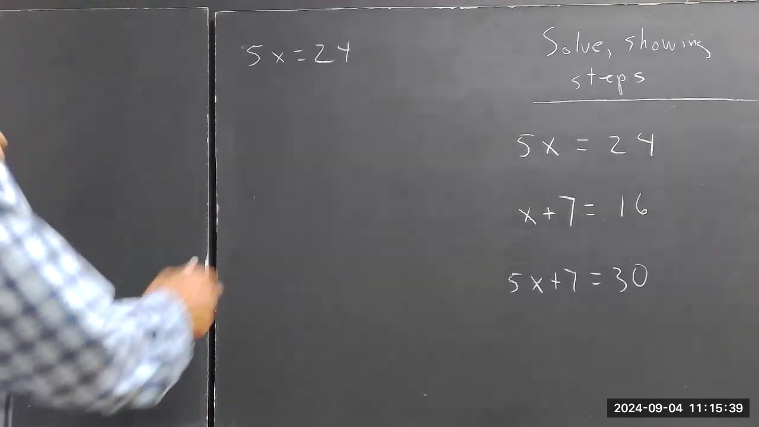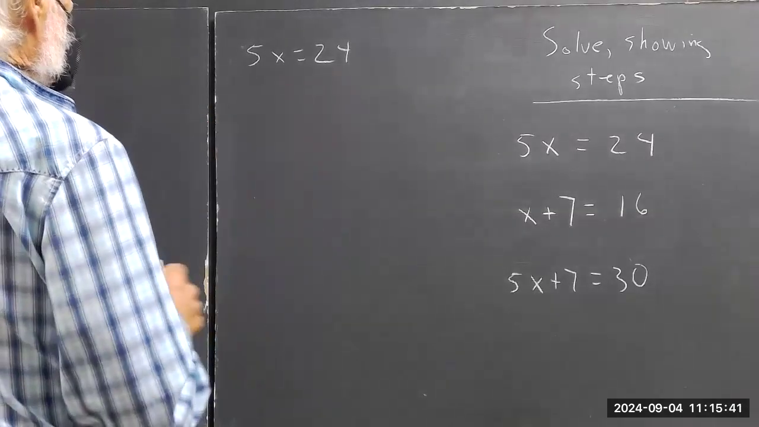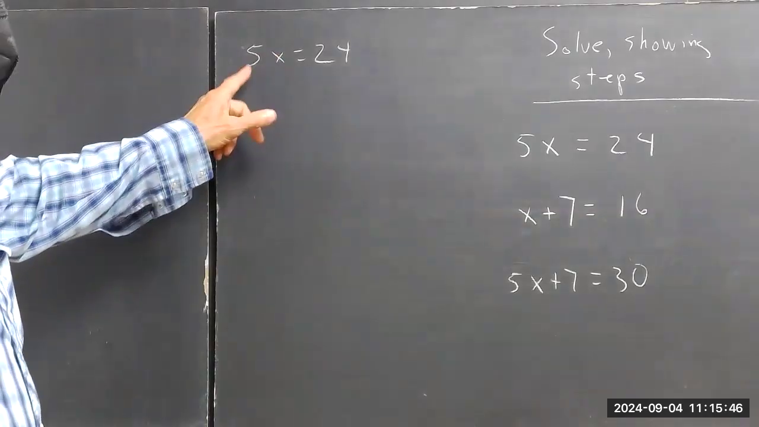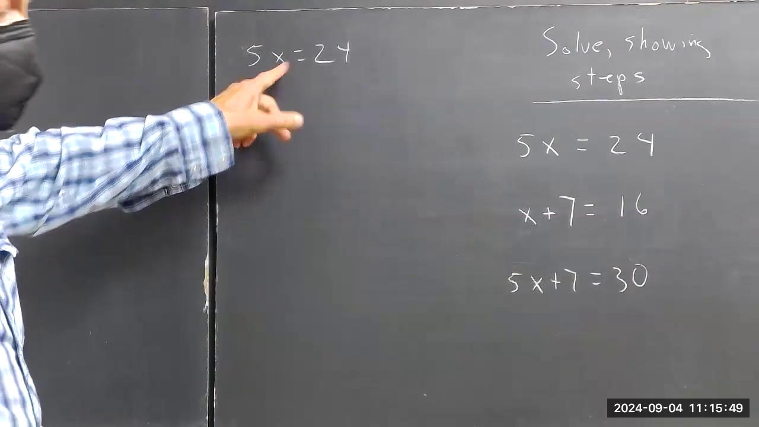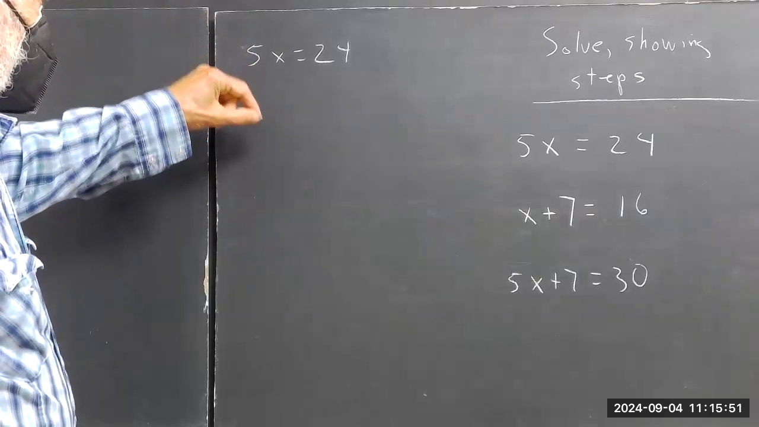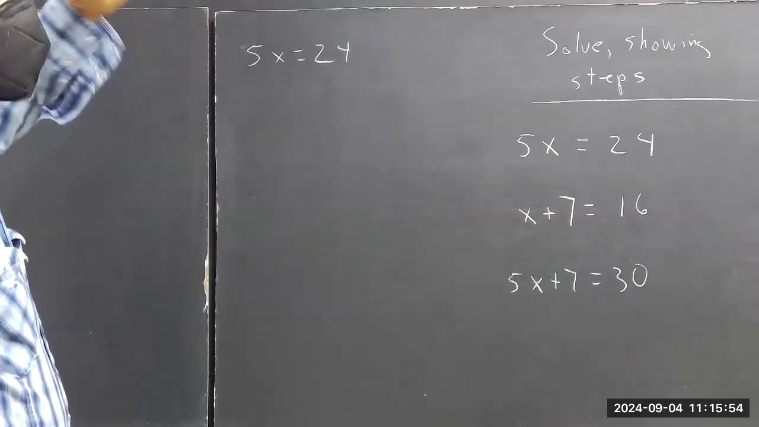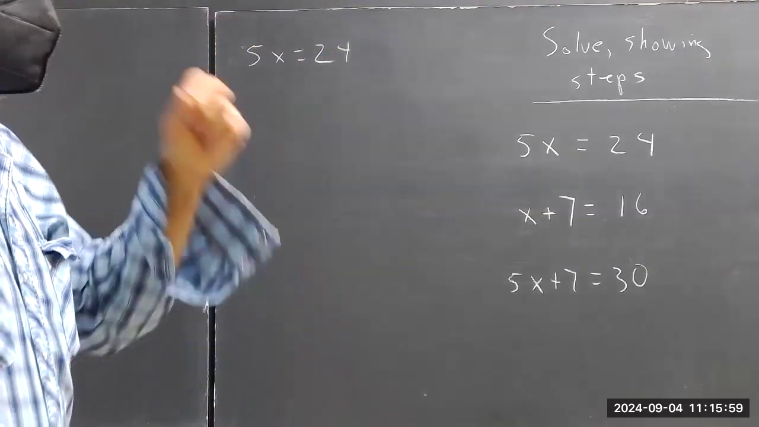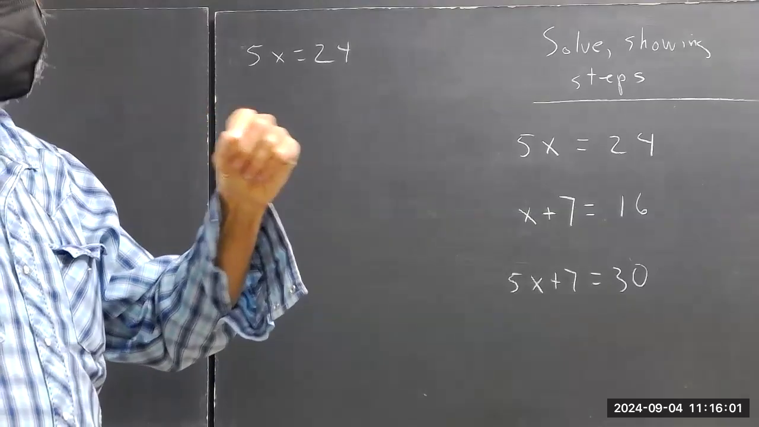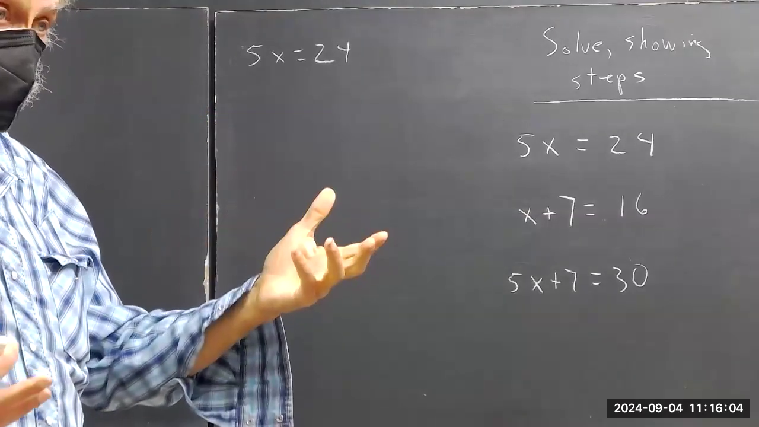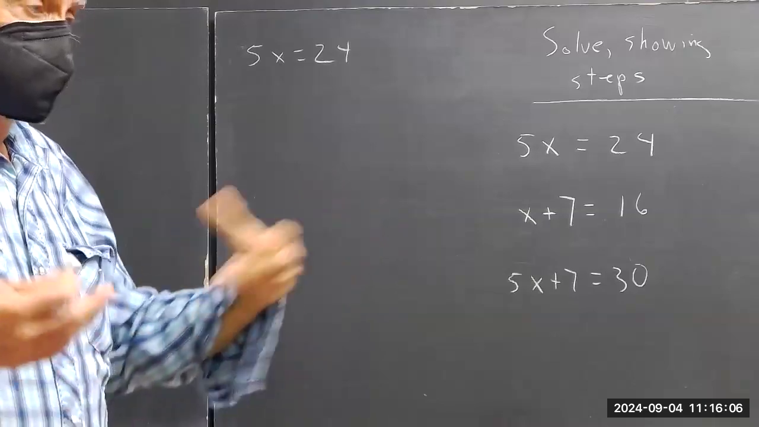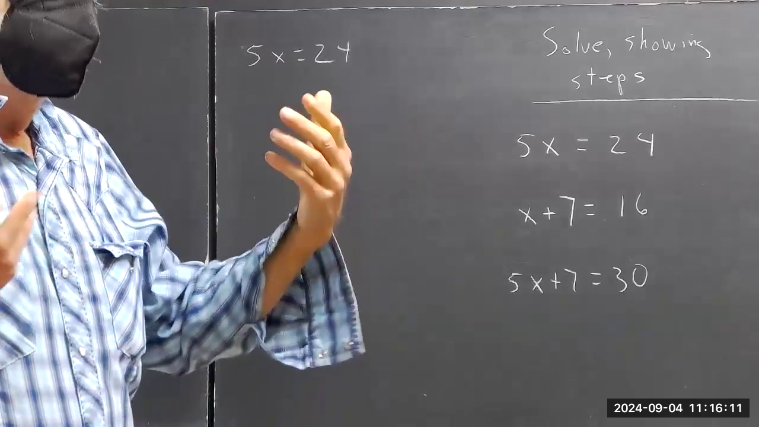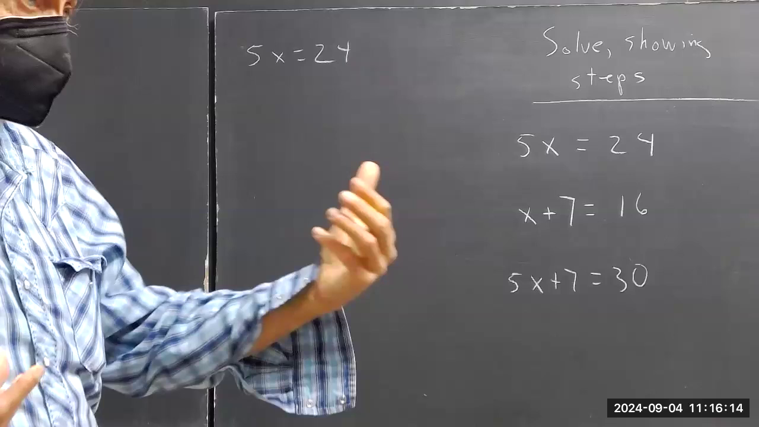Okay. So we've got 5x equals 24. What do we do to both sides? Well, we're trying to find x, and x is multiplied by 5. If we divide 5 times a quantity by 5, what do we get? We get the quantity, right? If we divide 5 times 3 by 5, we get 15 divided by 5, that's 3.